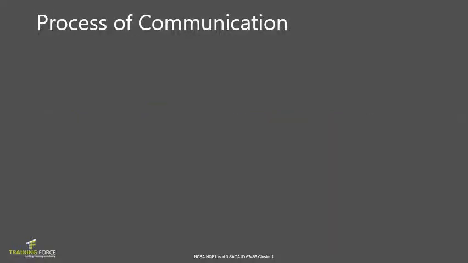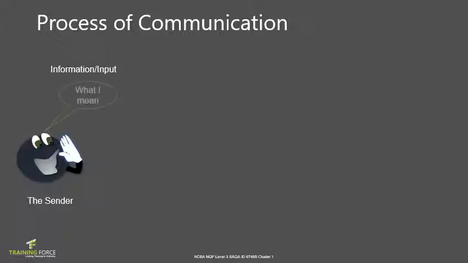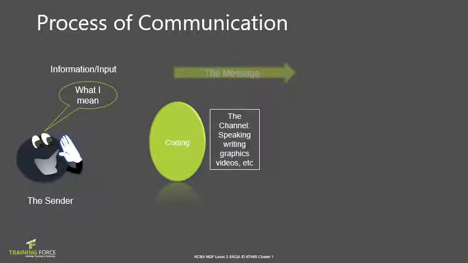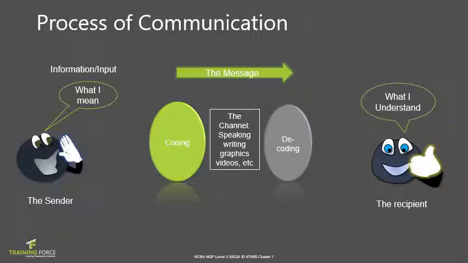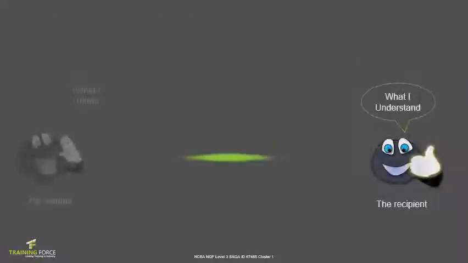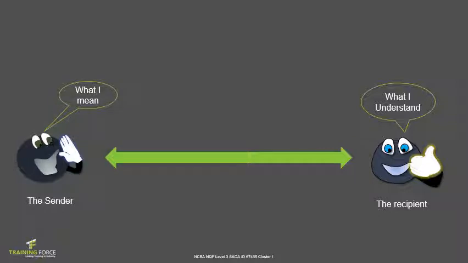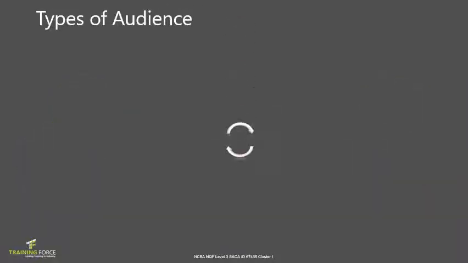The communication process involves a purpose, as learnt, therefore information and/or input of some kind, which is delivered by the sender. The sender means something specific. The message is coded through a channel, either orally, written, graphics, or a video. The message is then decoded and received by the recipient, which in turn gives rise to a behavior and/or output.